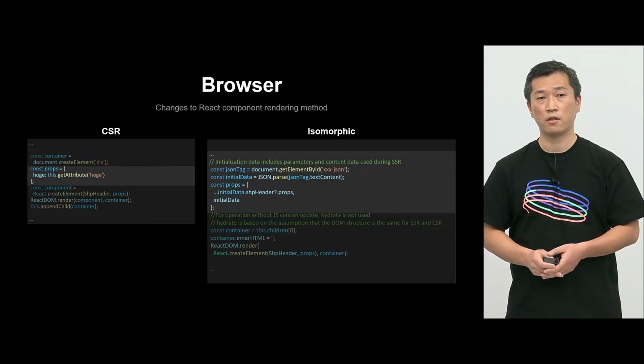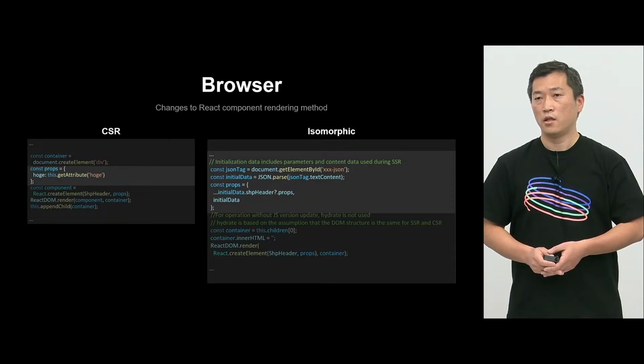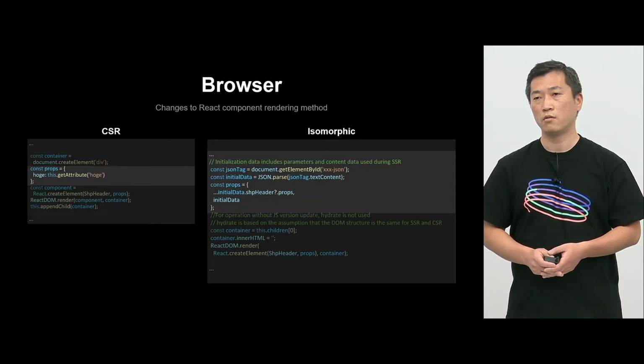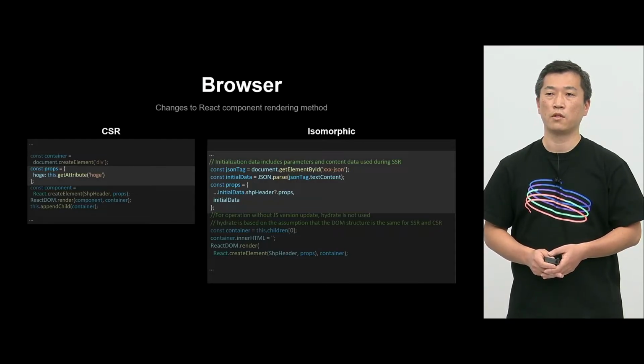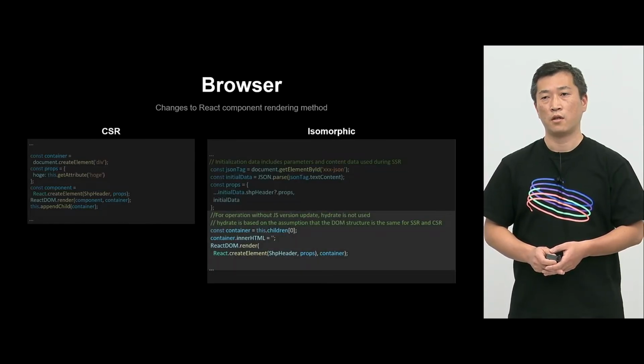On the left-hand side, you see the CSR. On the right, the isomorphic version that I am discussing. Initialization data includes the parameters and contents that are used during the SSR. Using them, the same thing will be rendered in CSR.